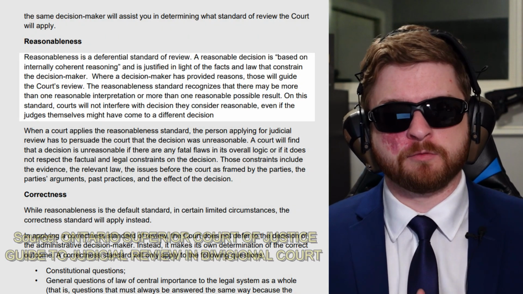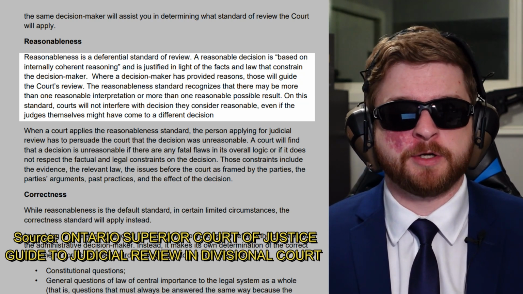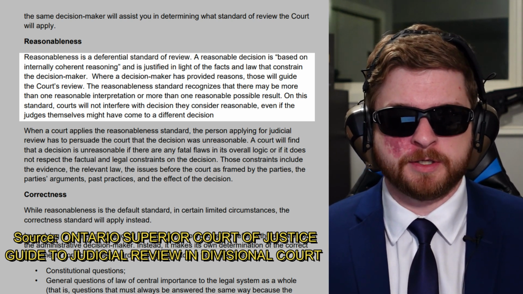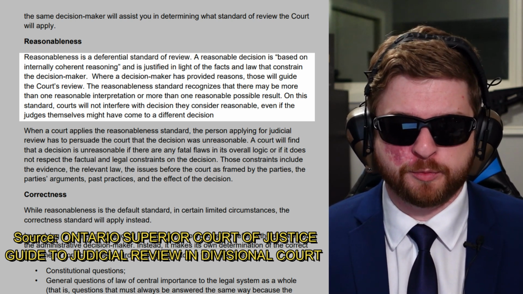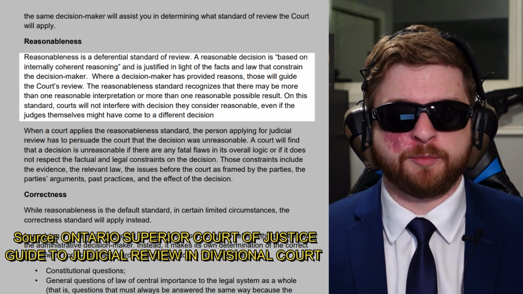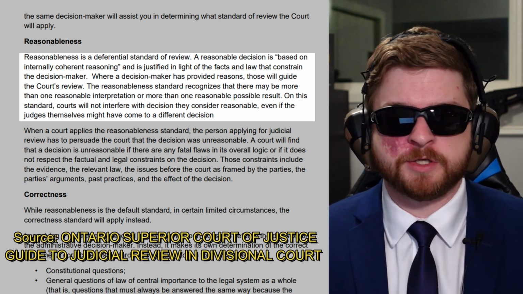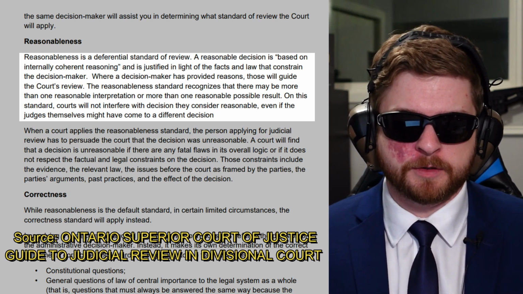According to the Ontario Superior Court's Guide to Judicial Review, they have this to say about the process of determining reasonableness. So they say that reasonableness is a deferential standard of review. A reasonable decision is based on internally coherent reasoning, and is justified in light of the fact and law that constrain the decision maker. The reasonableness standard recognizes that there may be more than one reasonable interpretation, or more than one reasonable possible result. On this standard, courts will not interfere with decisions that they consider reasonable, even if the judges themselves might have come to a different decision.